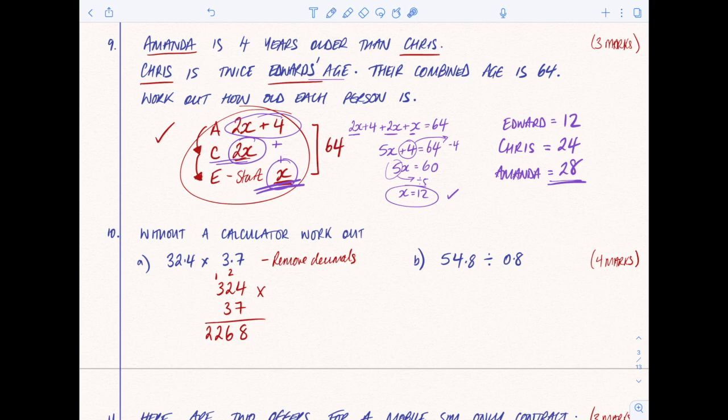So I've dealt with the 7. I now need to deal with the 3. And because that is effectively 30, I put my placeholder of a 0. Then I'm doing 3 times 4, which is 12. So I put my 2, carry my 1. 3 times 2, which is 6, plus my 1 is 7. Then I'll do my 3 times 3, which is 9. So you should end up having 2268, and 9720 would get you a mark for having those digits.